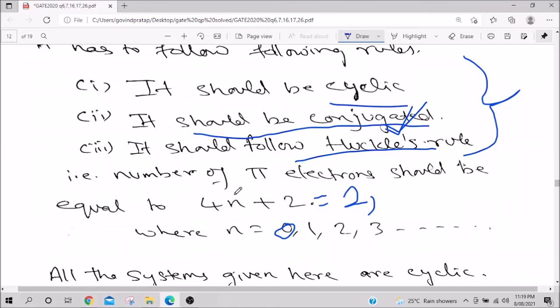Imagine if n is equal to 1. So, 4 into 1 is 4, plus 2. So, it can be 6. So, the number of pi electrons which are conjugated can be 2, it can be 6, or if you take n as 2, it can be 10, and so on and so forth. But generally after 14 it is tough, because the system becomes unstable. So, if the number of pi electrons which are rotating, which are conjugated, is 2 or 6 or 14, then it will be aromatic if it is fulfilling all the other rules.